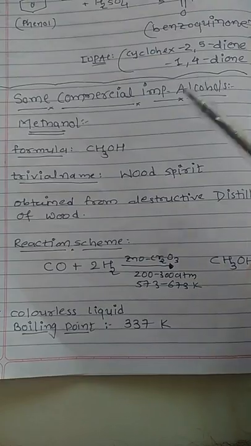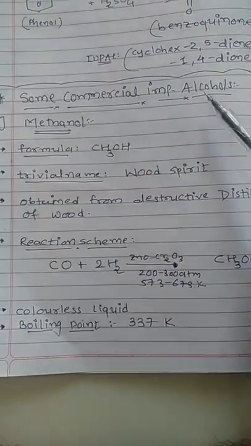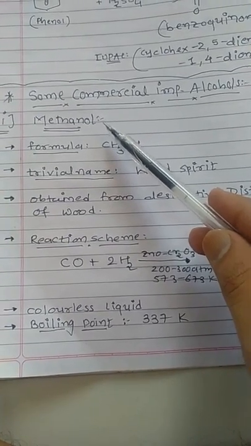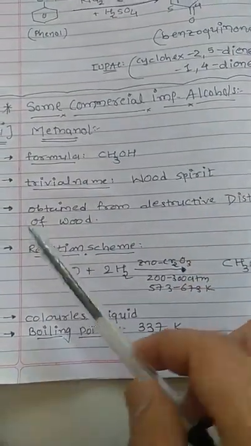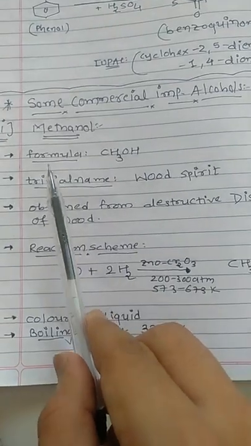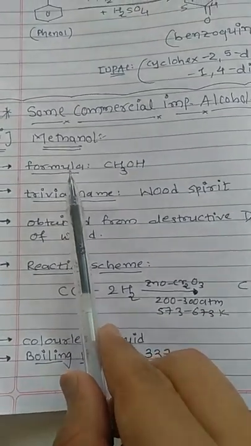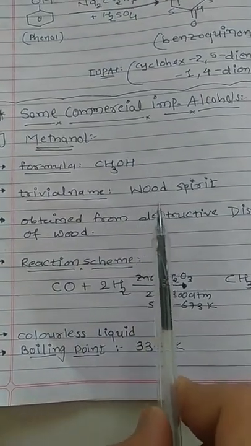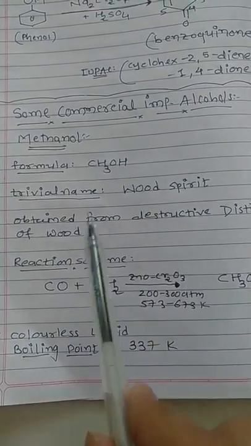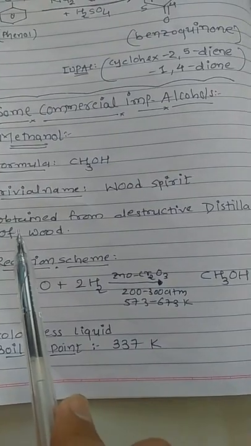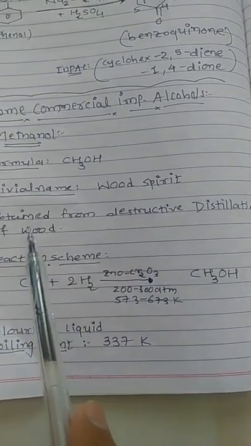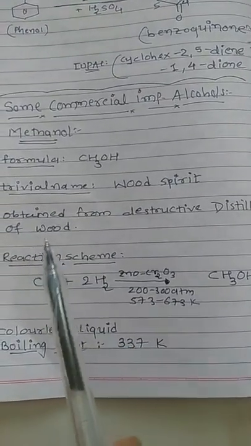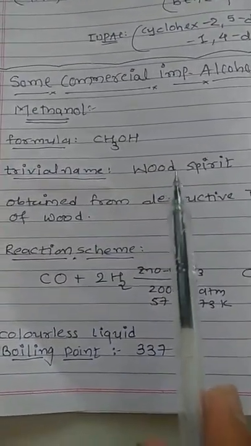So our next point is some commercial important alcohols. First member of alcohol is methanol. Systematically, its formula is CH3OH. What is the trivial name? How is it popular? It is generally called wood spirit. Generally it is obtained from destructive distillation of wood. So destructive distillation of wood will give methanol. That's why it is called wood spirit.